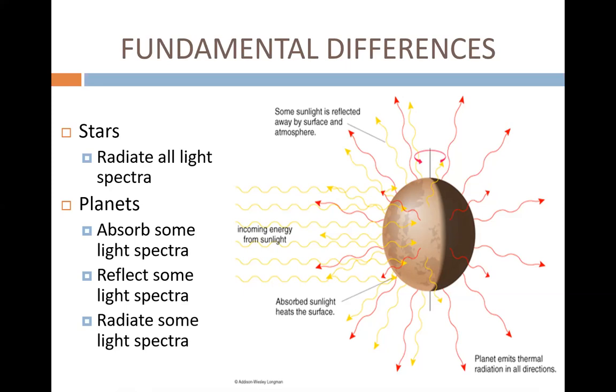Because now what we're going to go ahead and do is start talking about some of the characteristics of the planets within our solar system. And it turns out that of the 8 planets that we have in our solar system, they can be divided into 2 classifications, 2 categories.